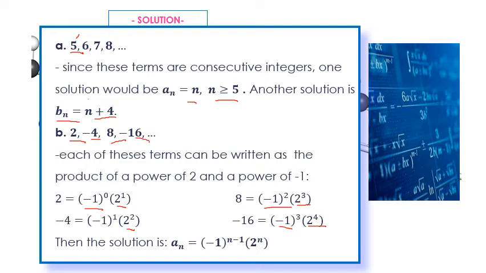You have negative 16. Then, kung tanawon nato, na-inspect nato na ato na himo nga solution. Our solution is a sub n multiplied by negative 1 times n minus 1 over 2 raised to the power of n. That is now our final answer.